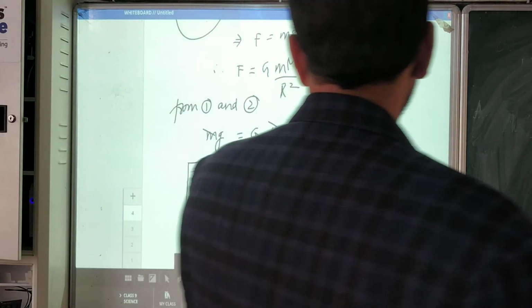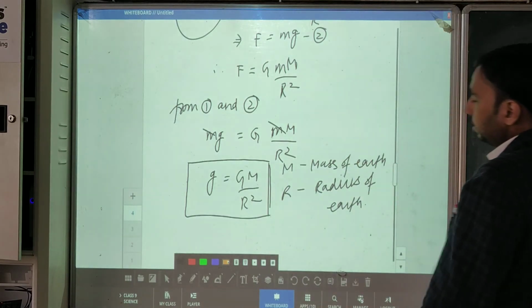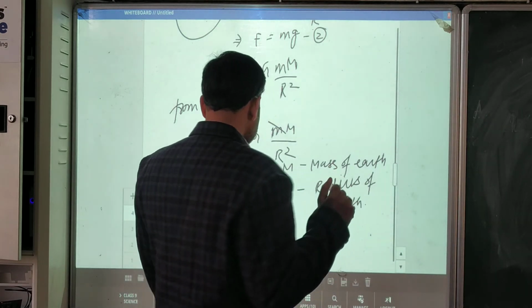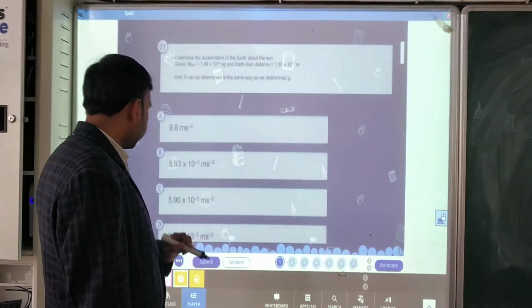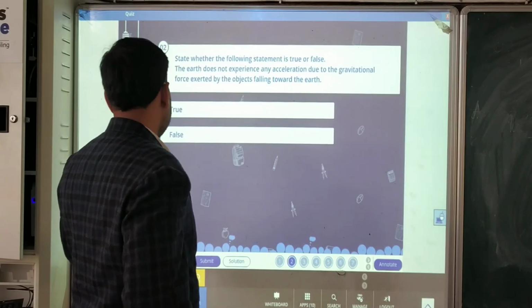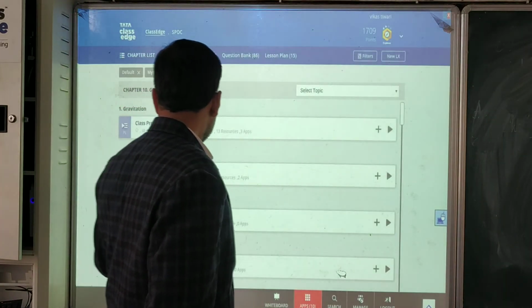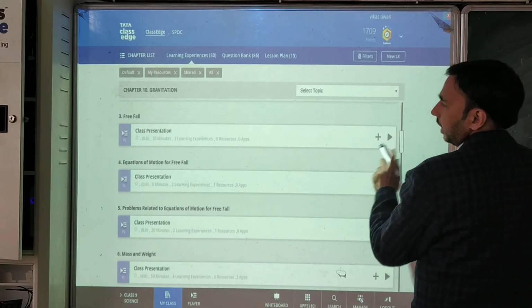If there is any confusion, you can ask regarding the confusions, and if not, then great. Let us discuss more about how we have different cases of equations of motion for free fall. Let us see what we have there.